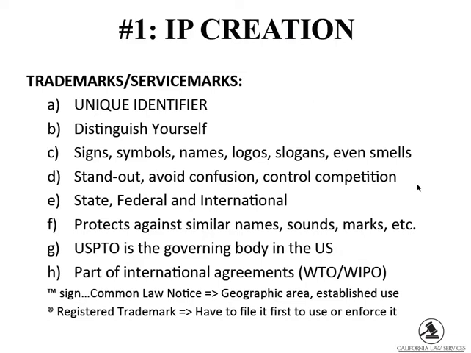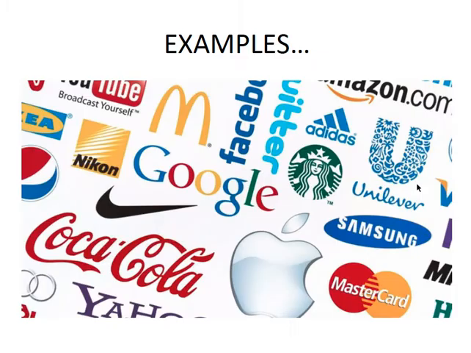Now, if you do have a registered trademark, if you've applied to the USPTO, which is a government and the governing body, and they're part of different international agreements in place like the World Trade Organization as well as the World IPO, which is Intellectual Property Office, then again, there's some enforcement that can be afforded for you if you have a registered trademark. Okay, so remember that if you're going to use the R sign, you have to file it first before you use it or enforce it.